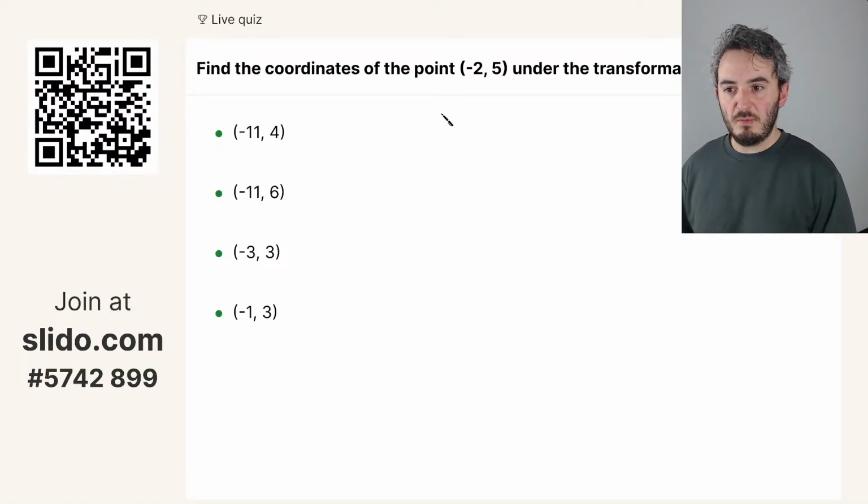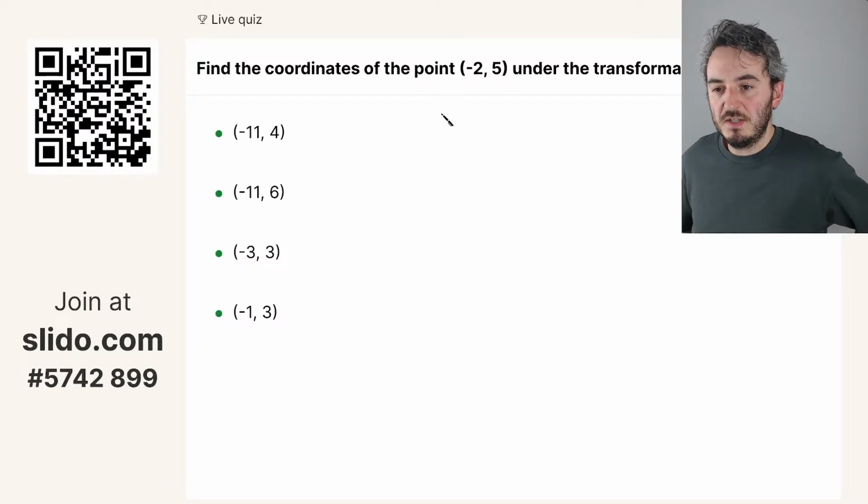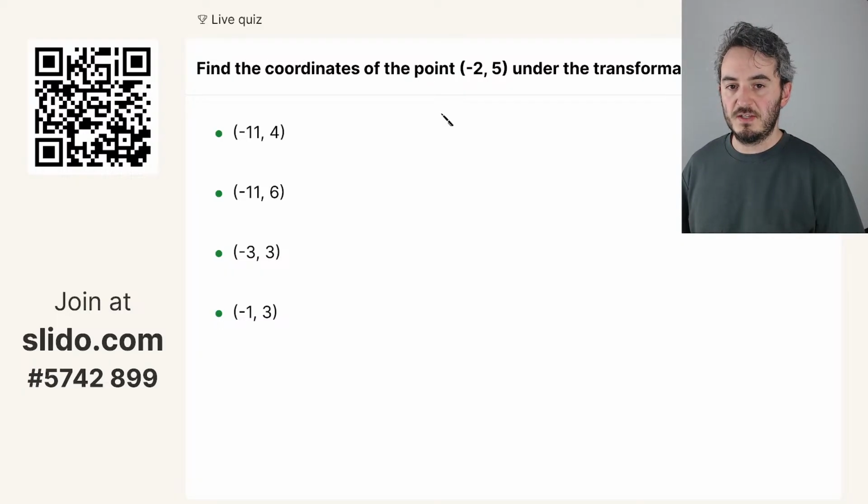All right, double one here. So find the coordinates of the point -2, 5 under the transformation 2 f of x minus 1 minus 7. Actually, there's 3 transformations here. Take a moment to think through what's going on.